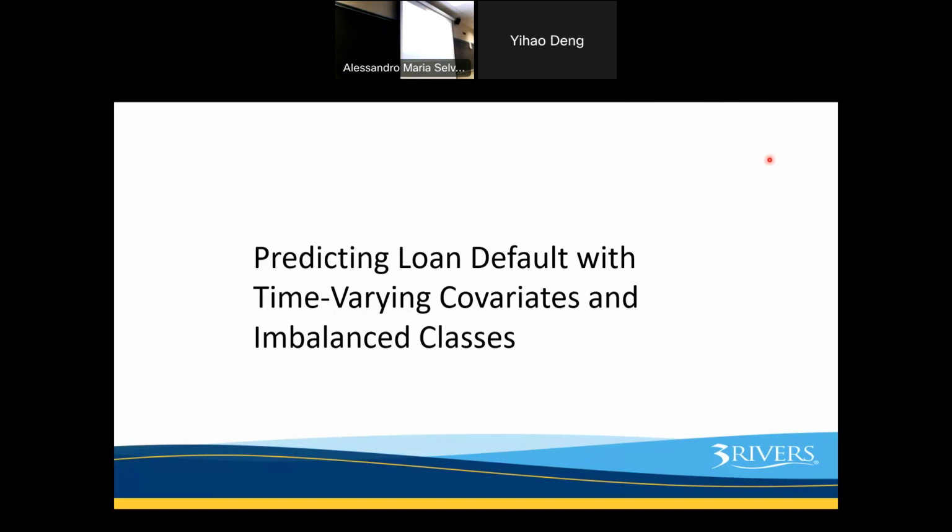The project I will be talking about today is predicting loan default with time-varying covariates and imbalanced classes. If you have any questions at any time, just let me know. You don't have to wait till the end.